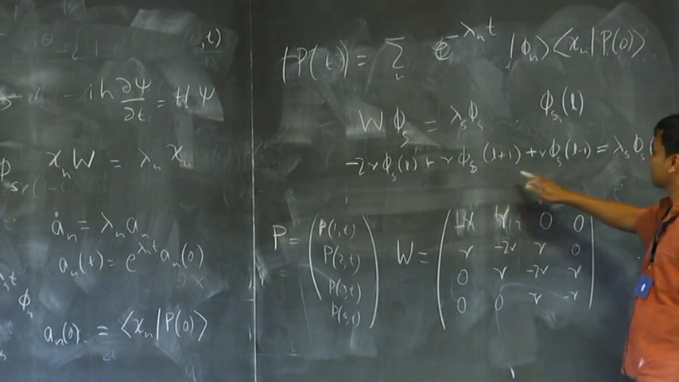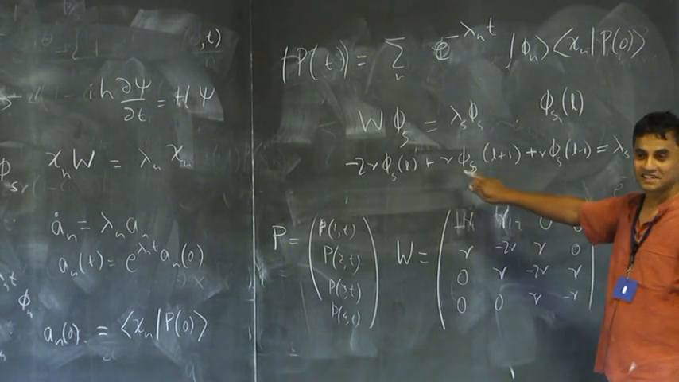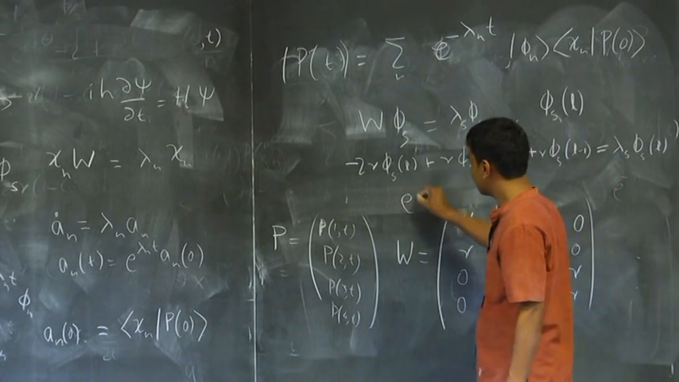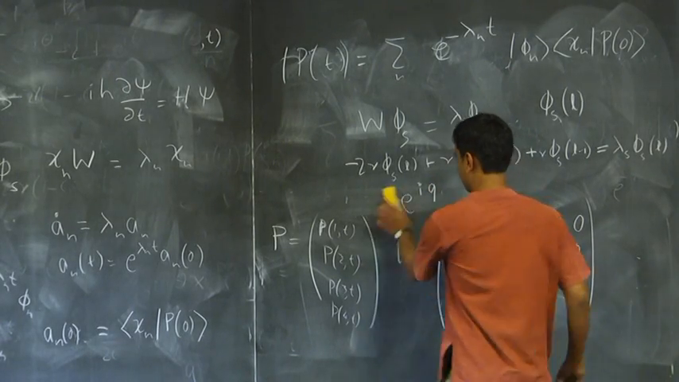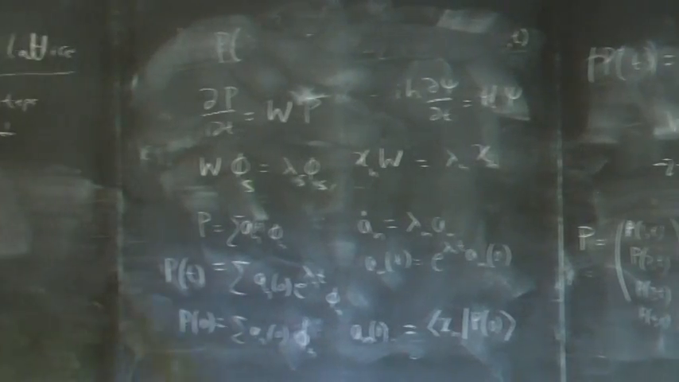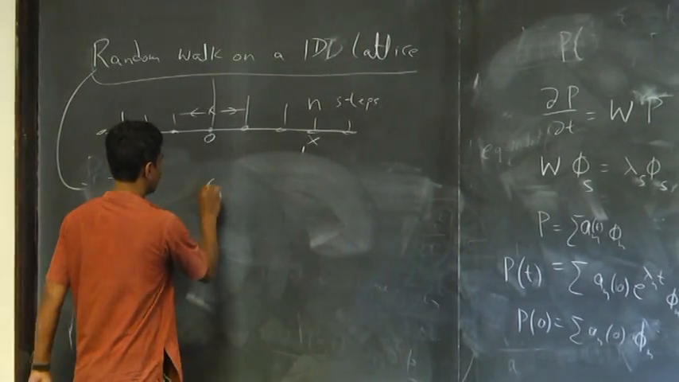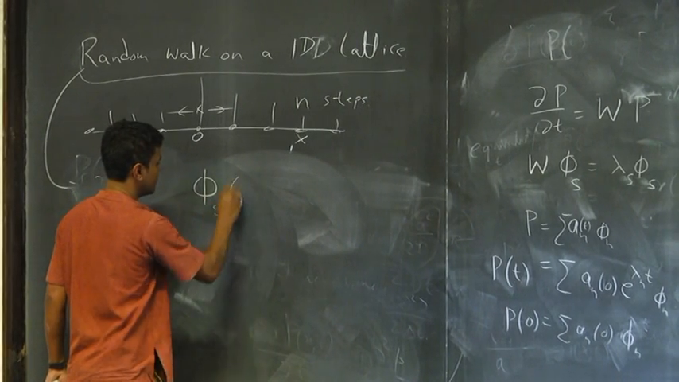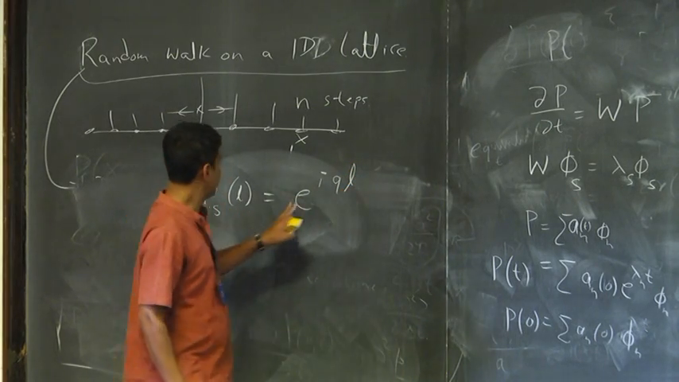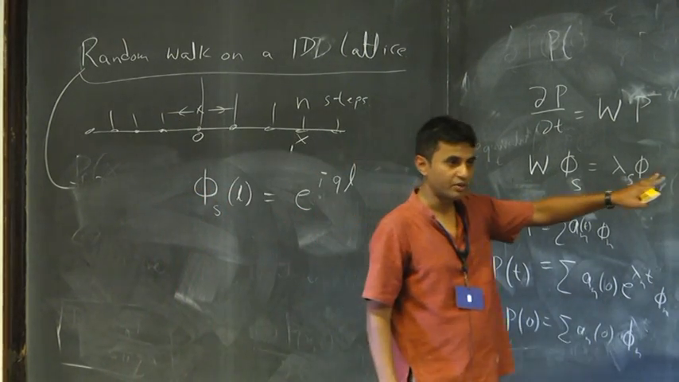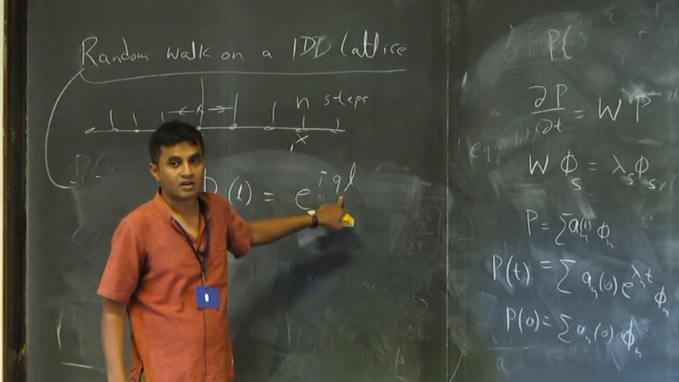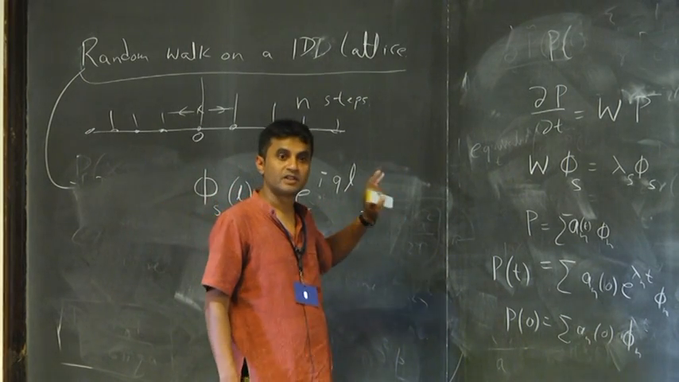Now, can you guess a solution of this? One guess is e to the power i q L. So phi s of L is e to the power i q L, and if you put this in that, it will satisfy the equation, but you still do not know what q is. So how do you find q?